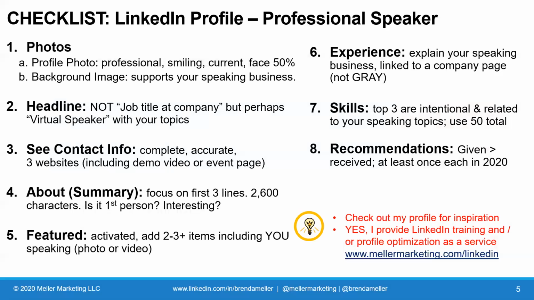Your featured section. Now, this is a newer section on LinkedIn. Make sure that this has been activated on your profile. If not, you have to click on add a profile section and then you can enable this featured section. But this is kind of like highlights, right? And you can either add just one item, you can add multiple items. I would recommend that you add 2 or 3 items, including some photos or videos of you speaking. Okay. You can do this virtually. You could do this on the real stage. But use some items that kind of feature you and demonstrate that, yes, you are an experienced speaker.